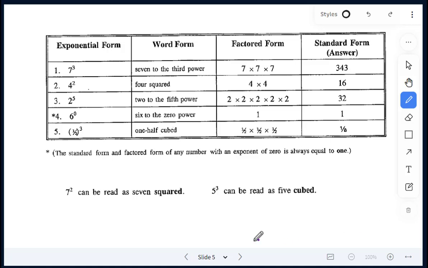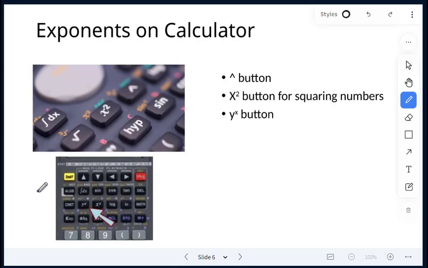All right, and then just a note at the bottom here, 7 to the power of 2 can be read as 7 squared. 5 to the power of 3 can be read as 5 cubed. So those are different ways we can write those.